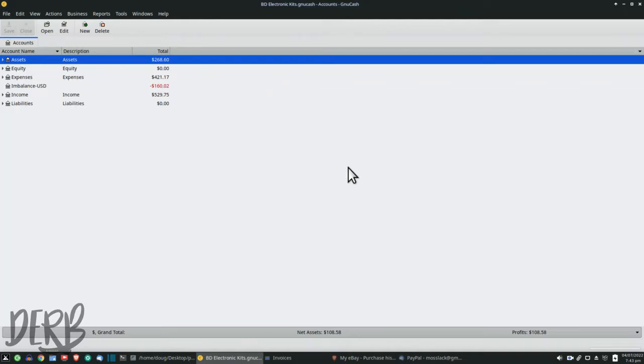As you can see, the title up there is BD Electronic Kits, and there's our main accounts, I guess you would call them: assets, equity, expenses, imbalance. Now there's one I don't understand, and income and liabilities. Really, for our purposes, we have no liabilities and we have really no equity that I'm aware of. We do have assets.